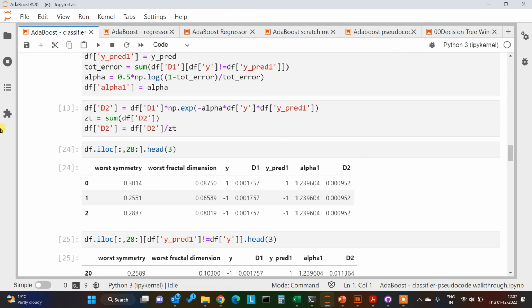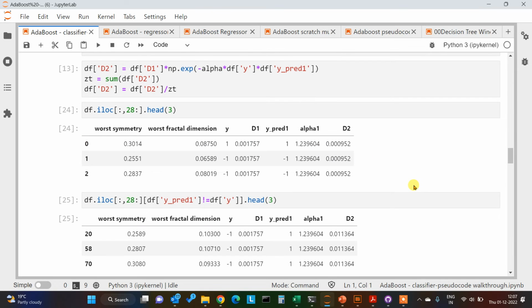Next process is we are updating the weights. So the new weight is D2, which is equal to old weight into exponential of the equation we have just discussed: our actual y multiplied by the predicted y. And Zt is the sum of all the weights, so the new weight is the new weight multiplied by the normalization term. So we got the new weight, and we are adding that weight also into our data set.